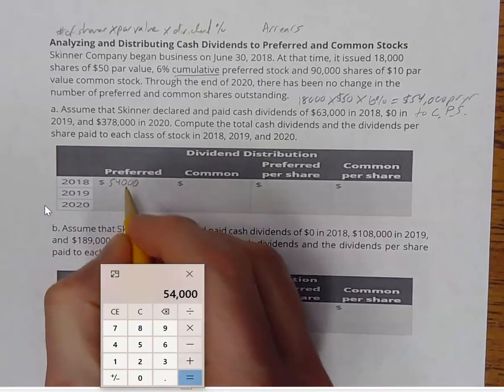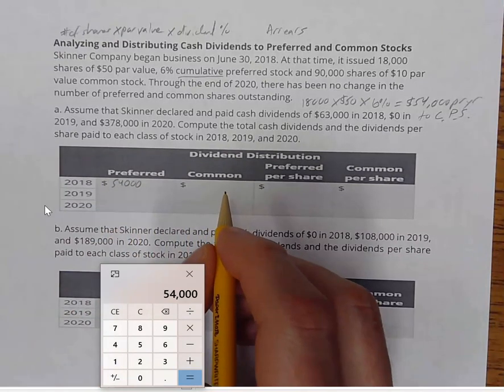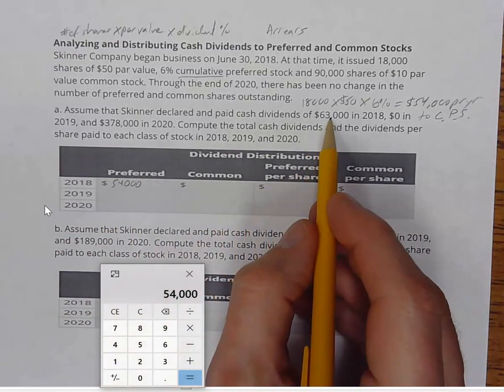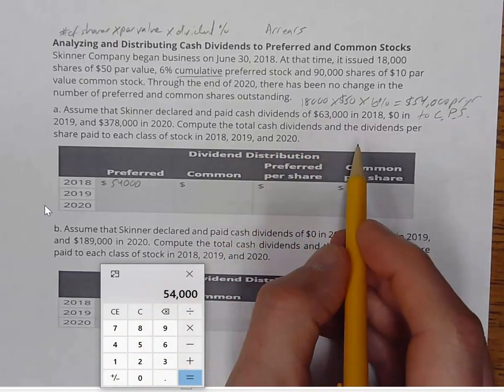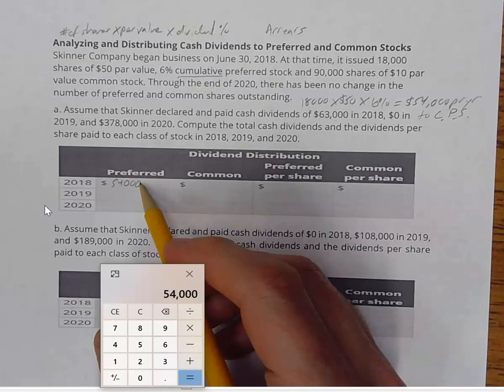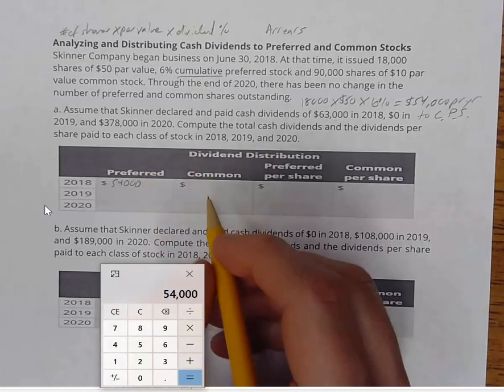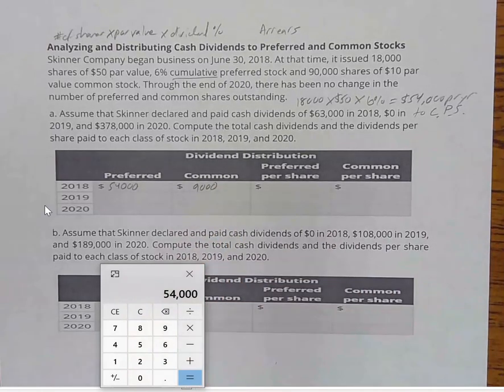So the good news is in 2018, we're going to pay out $54,000 to our cumulative preferred stockholders. But notice we paid $63,000 in total. So the difference between $63,000 paid out and the amount that we gave to the preferred stockholders is $9,000. So we're going to plot that right here, $9,000. 63 minus 54 is 9.